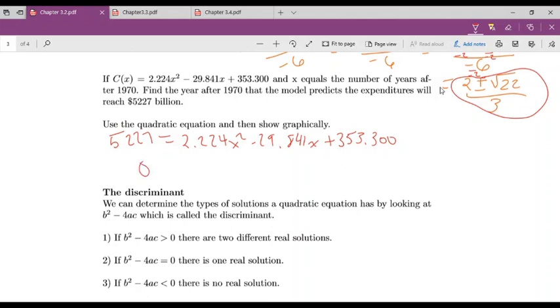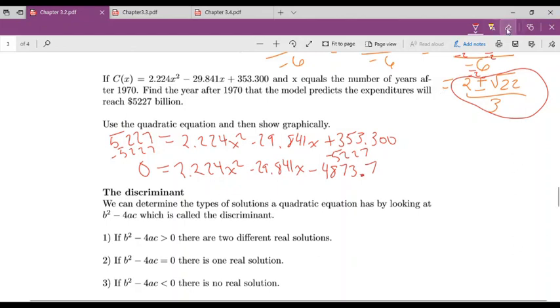Now the biggest thing here is I need to combine my constants and get everything on one side, equal to 0. So if this side needs to be 0, then essentially what I'm doing is subtracting off 5,227 here and here. Okay, so this part stays the same. And let's simplify this side. So what we get is negative 5,227 plus 353.3, which gives us minus 4,873.7.